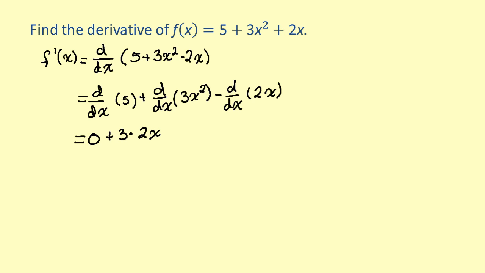For the third term, we again use the constant multiple rule. So we get minus 2 times the derivative of x, which is 1.